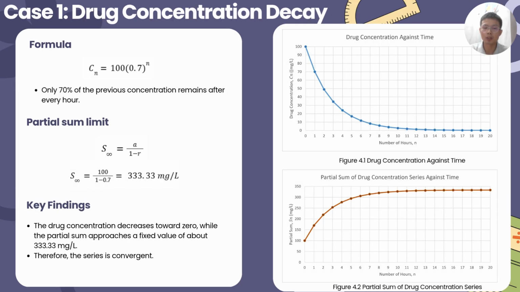For case 1, the drug concentration follows the formula C(n) equals 100 times 0.7 to the power n, where only 70% remains after every hour. From the first graph, drug concentration against time, the drug concentration decreased quickly at the beginning and gradually approached zero. From the second graph, partial sum of the drug concentration series against time, the partial sum increased at first, but then became almost flat and approached 333.33 milligrams per liter. This shows that the partial sum approached a fixed finite value, therefore the series is convergent.